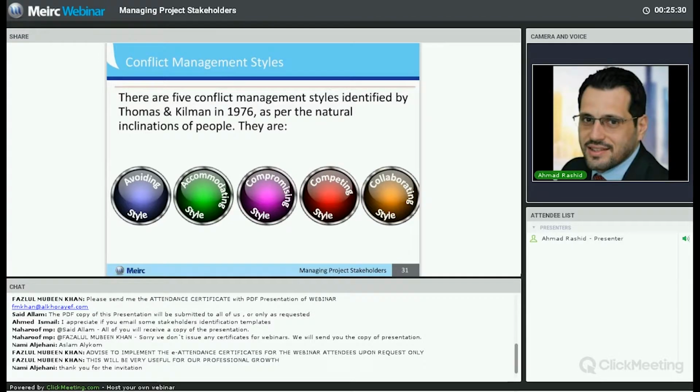So while you are communicating with your stakeholders, you will be expected to face some conflicts, and you need to be able to deal with conflicts. So that's why I want to end by introducing 5 conflict management styles.